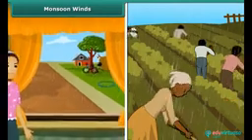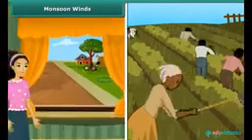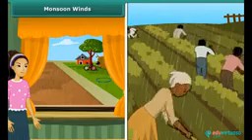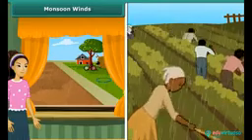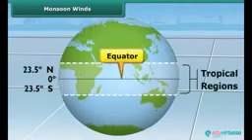Monsoon winds. All of us get a feeling of relief from the long hot summers during the monsoon season. Let us see how this monsoon appears. During the hot summers, the land near the equator warms up very quickly. The temperature of the land is always higher than that of water in the oceans. The warm land heats the air above it.